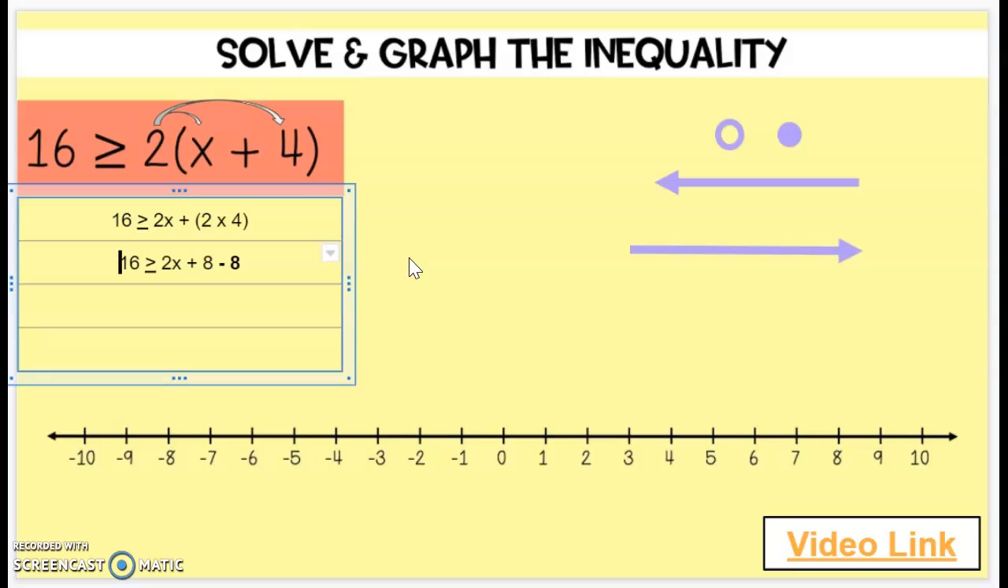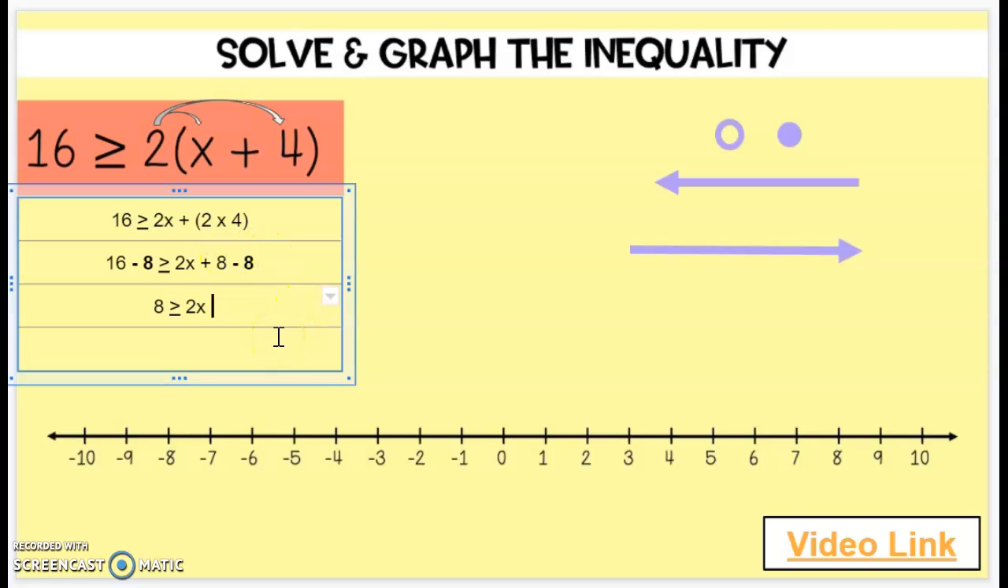So I'm going to put negative 8 right here, and bold it so you can see that I am doing negative 8 on this side. What I do on one side I have to do on the other side, so I'm doing minus 8 on that side. Then I'm going to work the problem. 16 minus 8 equals 8. Then I bring down my inequality, put the underline underneath that. 2x, and then 8 minus 8 equals 0.